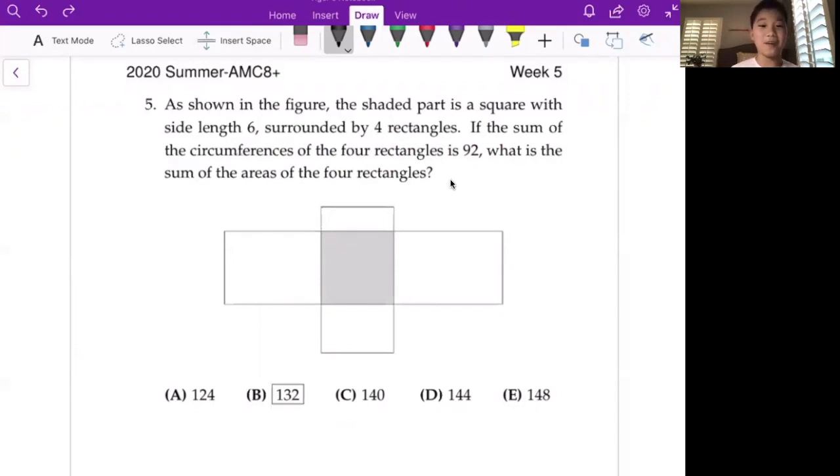Now, problem 5. As shown in the figure, the shaded part is a square with side length 6 surrounded by 4 rectangles. If the sum of the circumferences of the 4 rectangles is 92, what is the sum of the areas of the 4 rectangles? Let's mark this picture up.